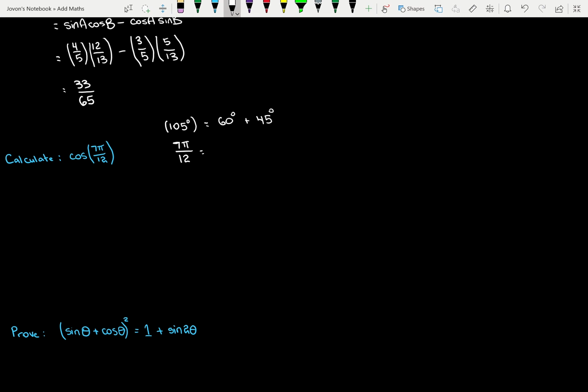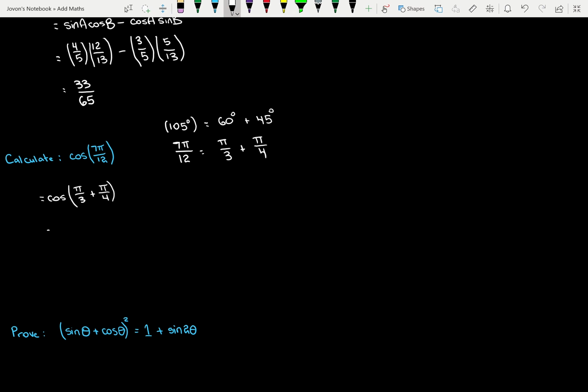If the angle is not 0, 30, 45, 60, or 90, you normally have to use a calculator to find it, right? So if they tell you to not use a calculator, you want to express this in terms of common angles. So this would be the same as pi over 3 plus pi over 4. So rather than write it as cosine 7 pi over 12, we know the formula, so we can write this as cosine of pi over 3 plus pi over 4.